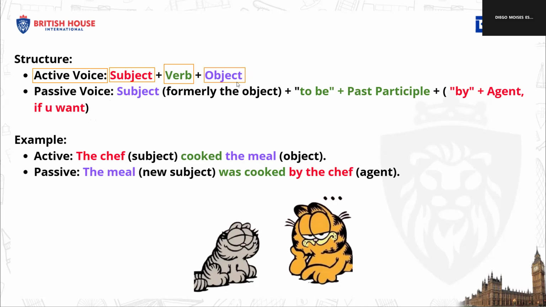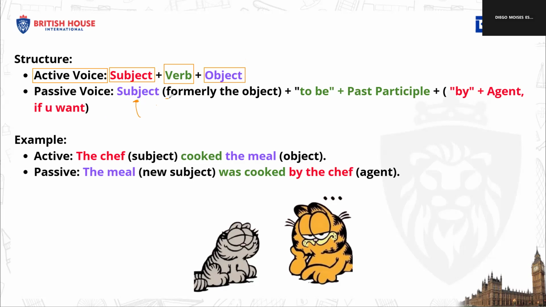But what happens in passive voice? Our object in this sentence is now going to be our subject. It's not going to be the object here anymore. Now it's the subject of our sentence. Why? Because we want to focus on it, or on the action that it is receiving. So our object is now our subject. It's purple, so you can identify it.